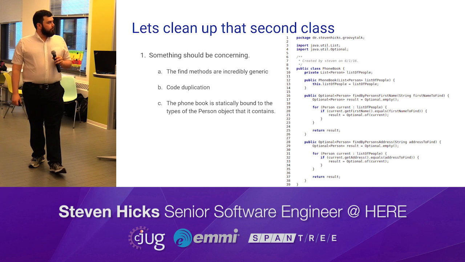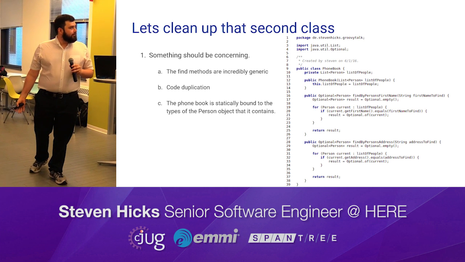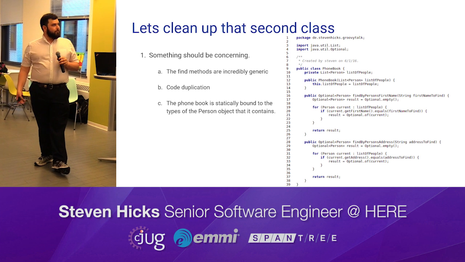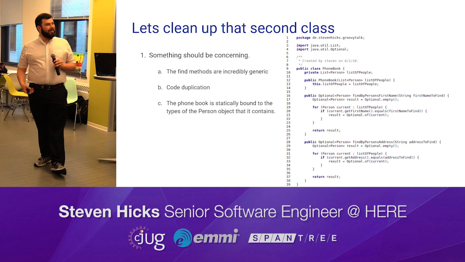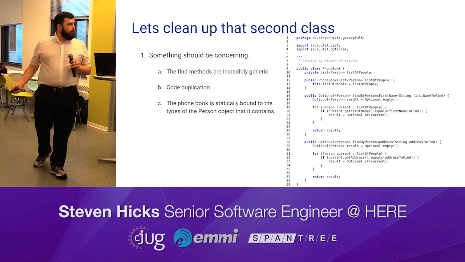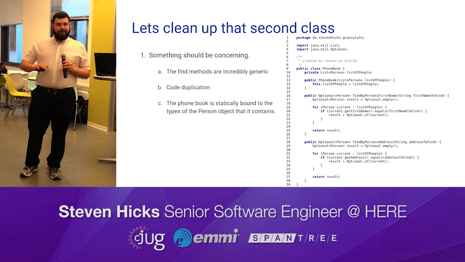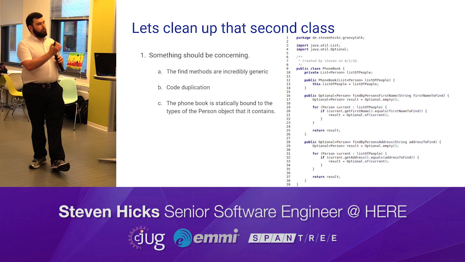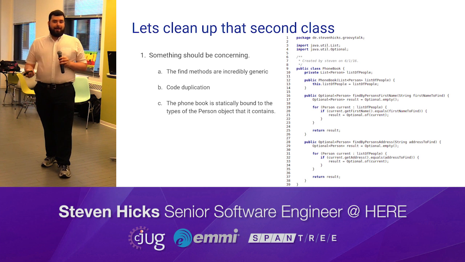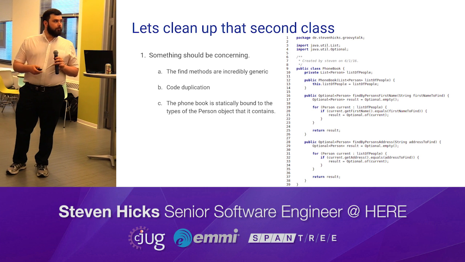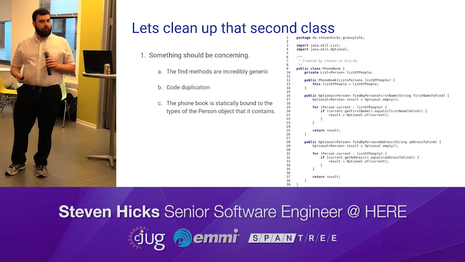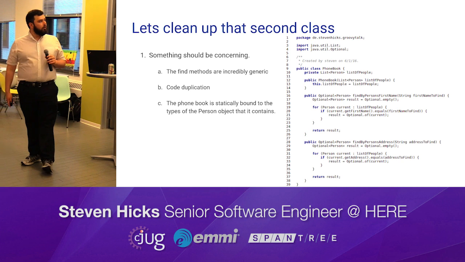So, the things that are concerning in the original class are that the methods are incredibly generic, but yet they have a little bit of unique code, which makes it a little bit difficult to create more and more tests. There's code duplication, and the phone book is statically bound to the object underneath it. There's nothing in here where the phone book should be responsible for a person's name. But yet, the way that this is written is that you have no choice in this, because you're bound to the person type and that particular property.